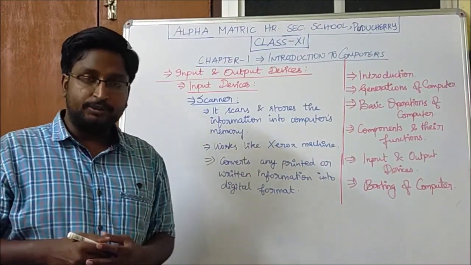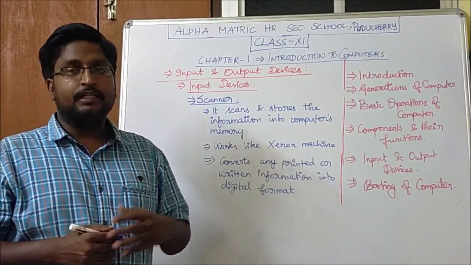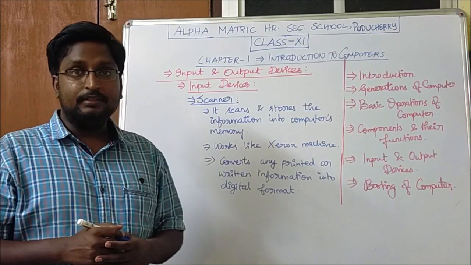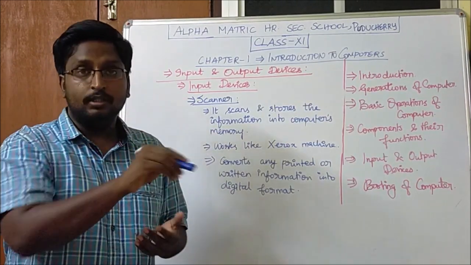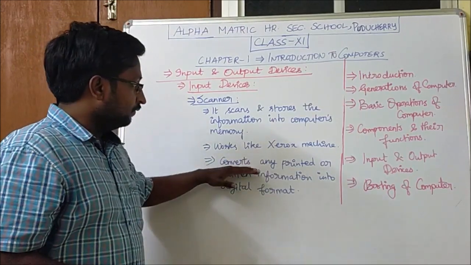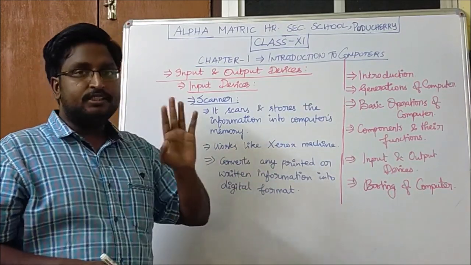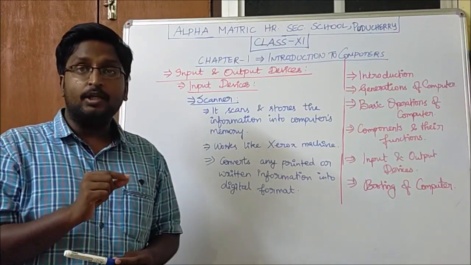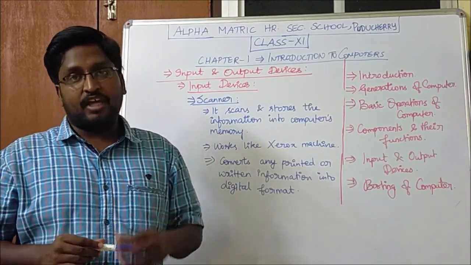Whereas the Xerox machine scans the information and takes a printout, as a hard copy, the scanner scans the information and stores it directly into the computer's memory for further processing. So it converts any printed or written information or document into a digital format which can be manipulated by the computer. This is about the scanner.